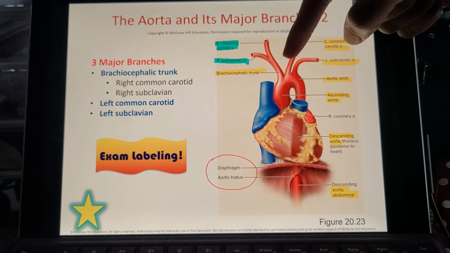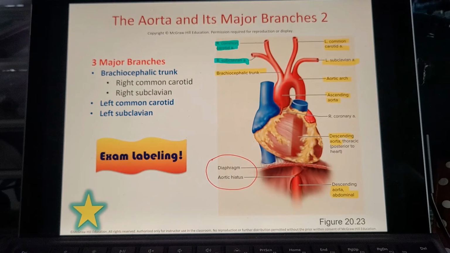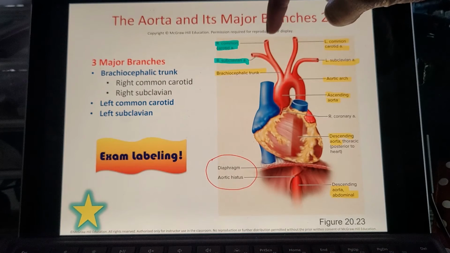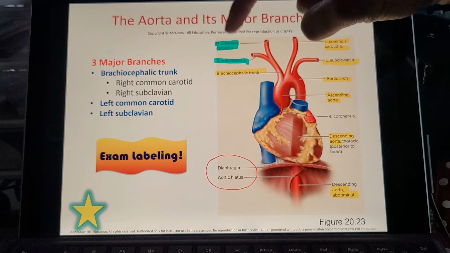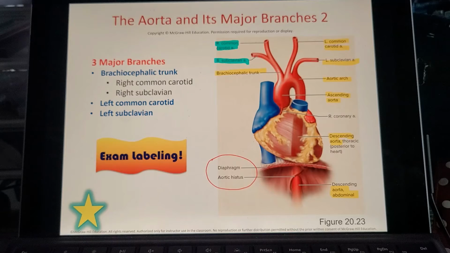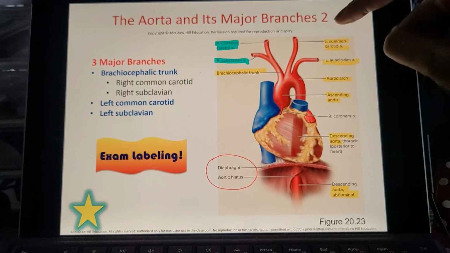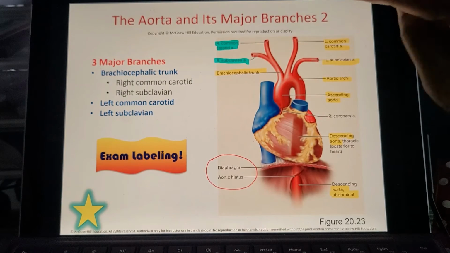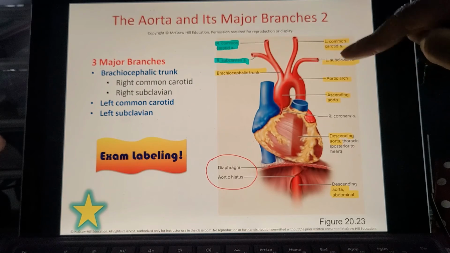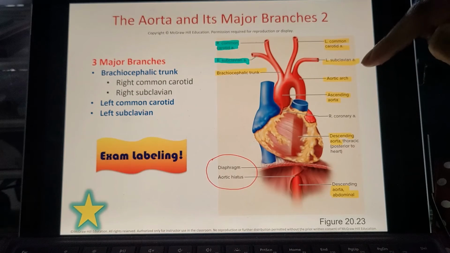We have our brachiocephalic trunk on the right side. That branches off into the right common carotid going towards the head and the right subclavian going towards the arm. For the left side, there is no trunk. We just go ahead and split. So we have our left common carotid and our left subclavian artery.